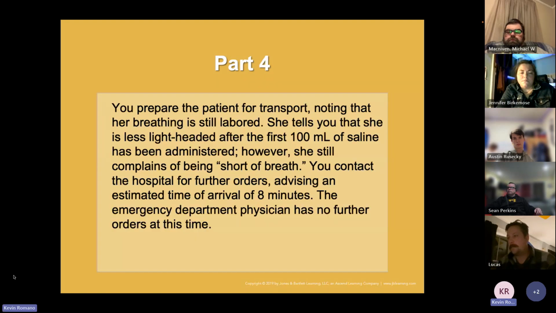All right, almost there. Part number 4, and we'll finish up the night. You prepare the patient for transport, noting that her breathing is still labored. She tells you that she is less lightheaded after the first 100 mLs of saline has been administered. However, she still complains of being short of breath. You contact the hospital for further orders, advising an estimated arrival time of 8 minutes. The emergency department physician has no further orders at this time.